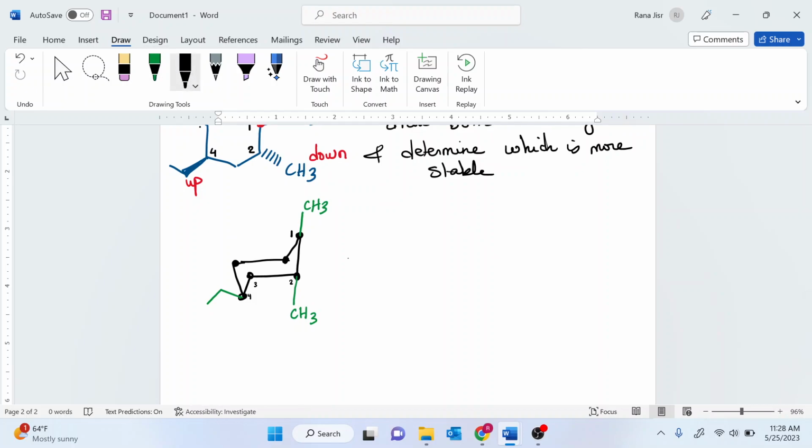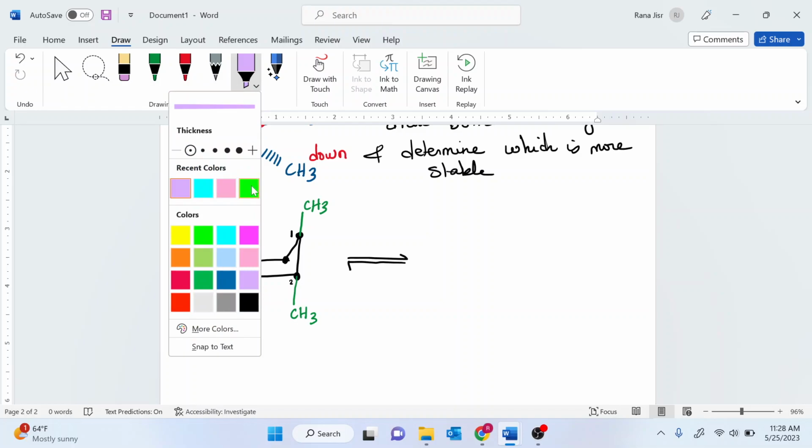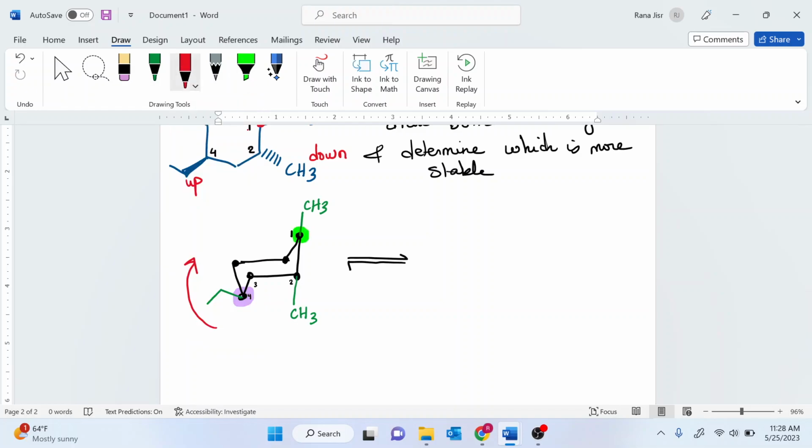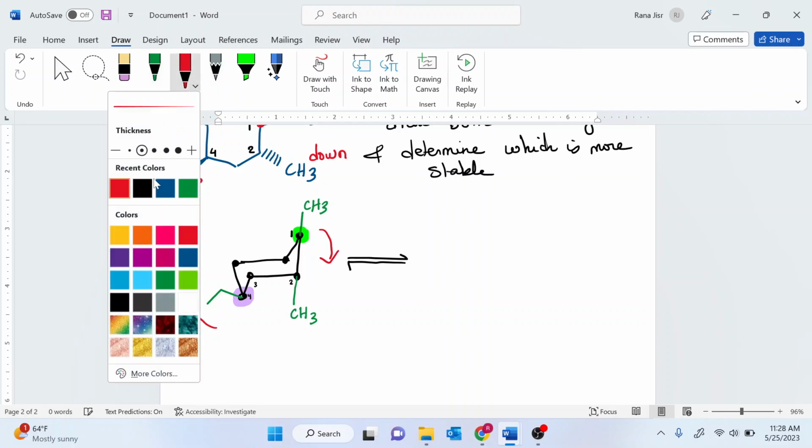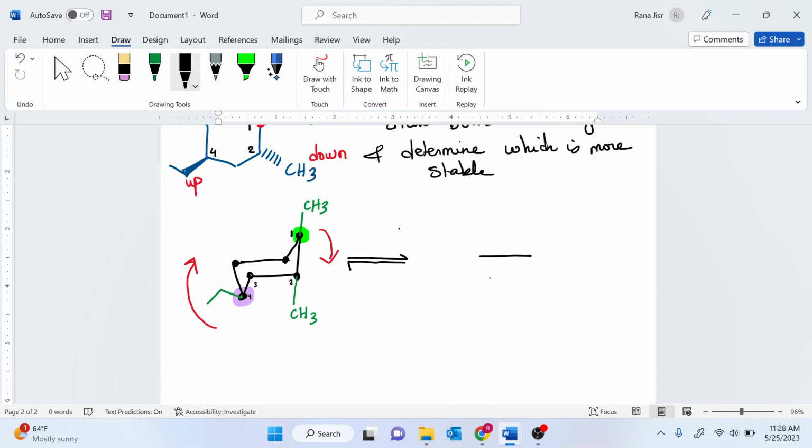Now I'm going to go ahead and do a chair flip. So let's draw the equilibrium arrow first. Doing the chair flip, we're going to take this carbon and flip it. So we're going to move it this way, and we're going to take this carbon over here, and we're going to move it in the other direction. So you're going to end up having your chair flip. We're going to keep the same numbering in there. This is the whole idea. So now carbon number 1 is here, and carbon number 4 is here.